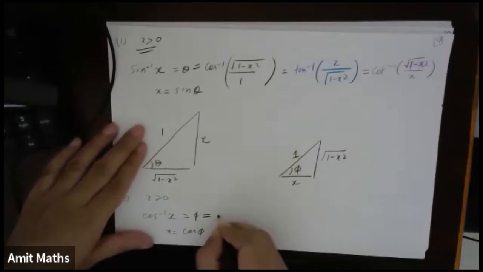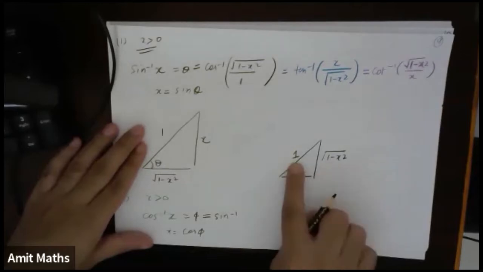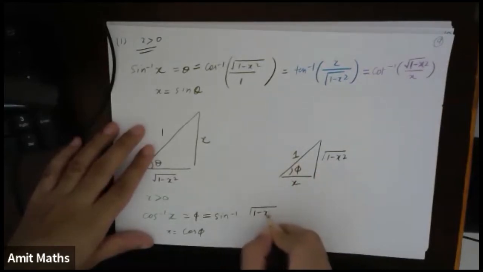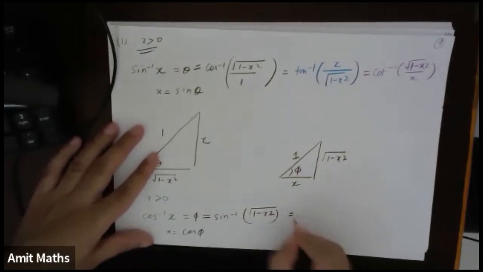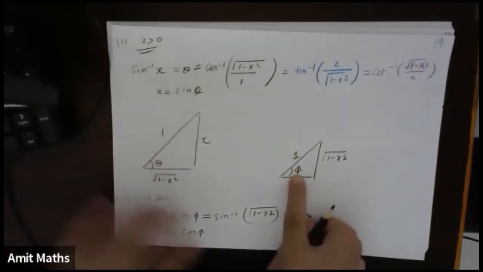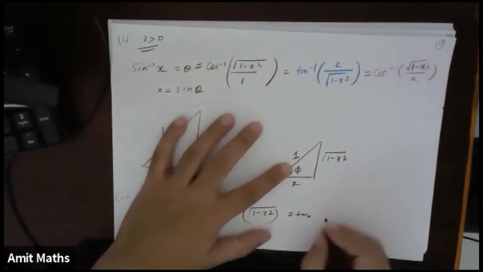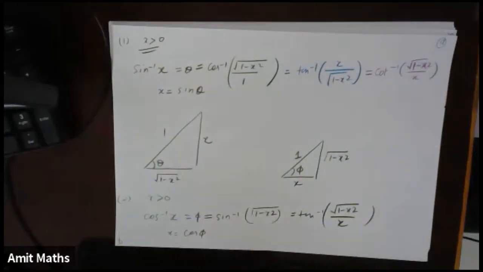If these are the case, then I can write this in terms of sine. So sine phi will be root of 1 minus x square upon 1. So phi is sine inverse of root of 1 minus x square, right? Also, if I write this in terms of tan, tan of phi will be height upon base. So phi is tan inverse of root of 1 minus x square upon x, height upon base. Right?